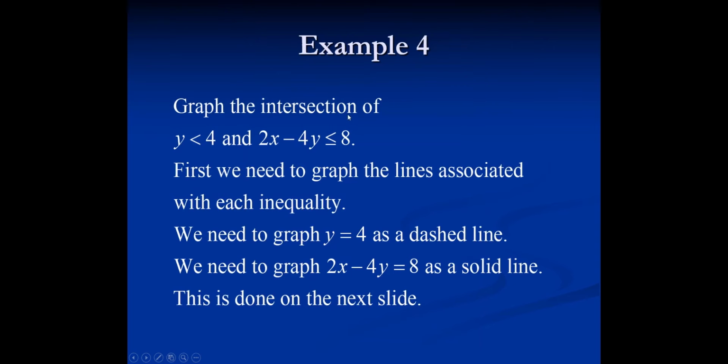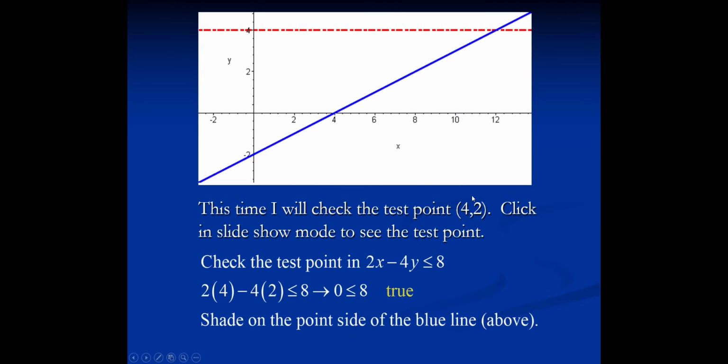Now I want to graph the intersection of y less than 4 and 2x minus 4y less than or equal to 8. So now we've got to graph two lines. y equals 4 will be a dashed line, not a solid line, since there's no equal sign with it. And I've got to graph this other line as a solid line, because it's got an equal sign with it. So there are the graphs of those two lines.